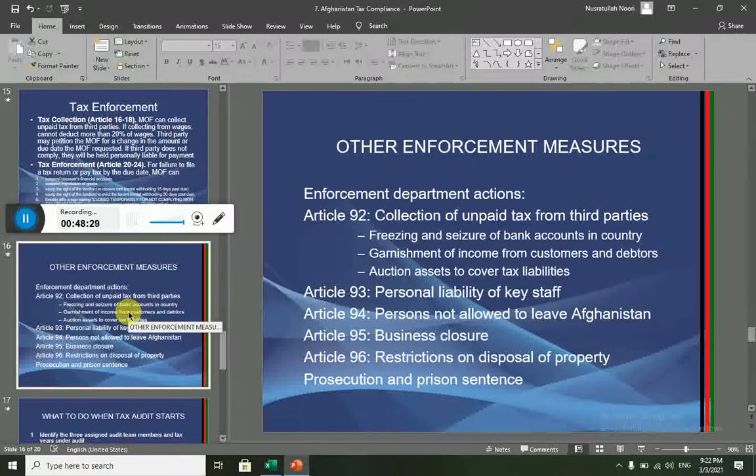No exit list. Business will be closed. Restriction on disposal of the property. Prosecution and prison sentence. So these are the other enforcement actions as per the Article 92, 93, 94, 95 and 96.